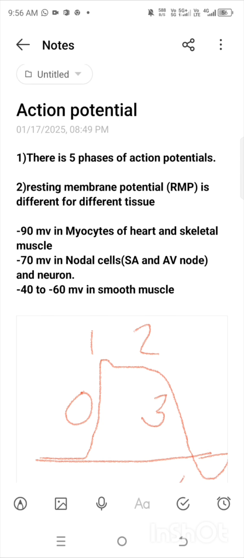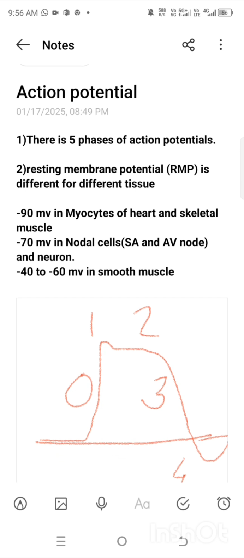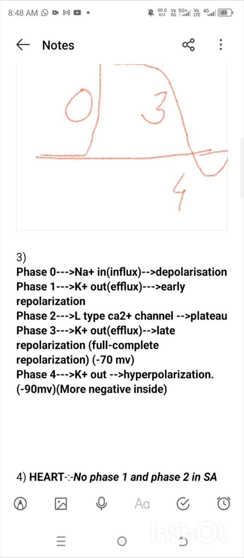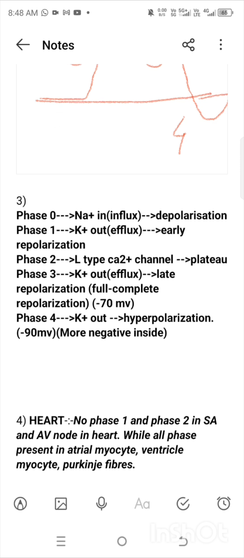In smooth muscle it is minus 60 millivolt. Phase 0 is sodium influx: activation of voltage gated sodium channels leads to depolarization. Phase 1, potassium efflux, early repolarization. Phase 2, activation of L-type calcium channel, the plateau phase. Phase 3, potassium efflux, late repolarization.